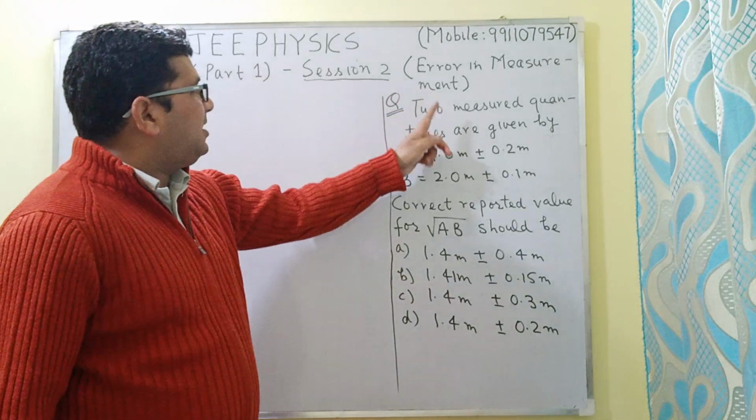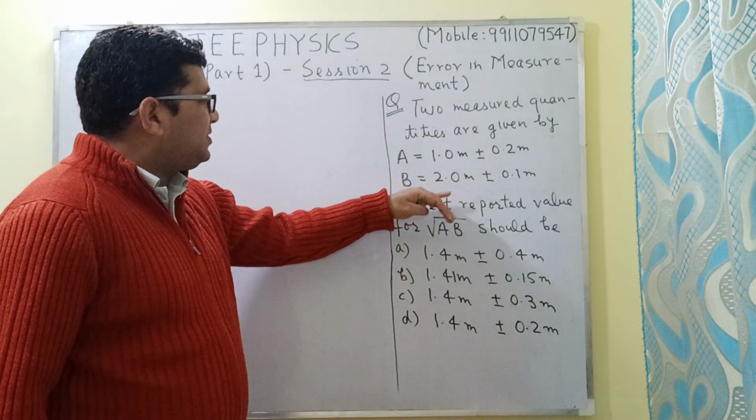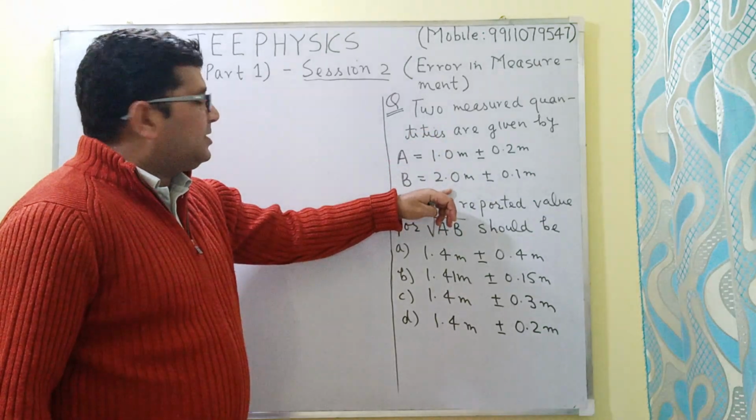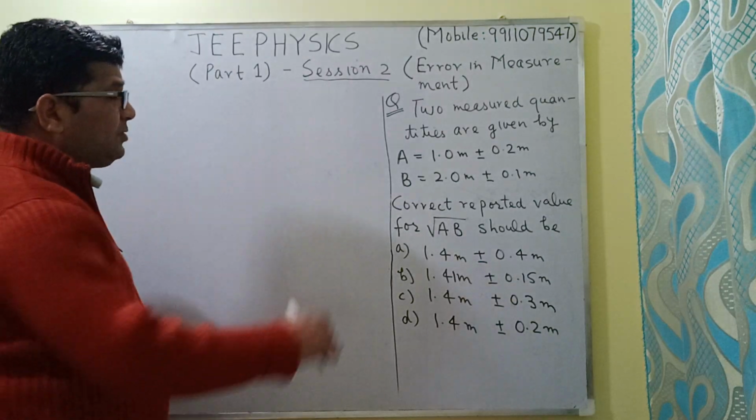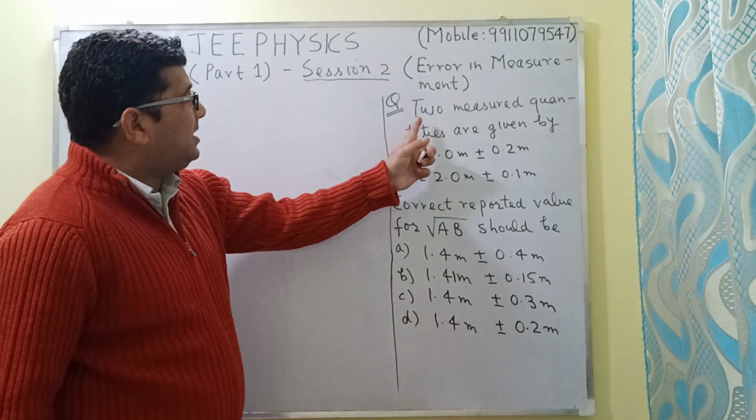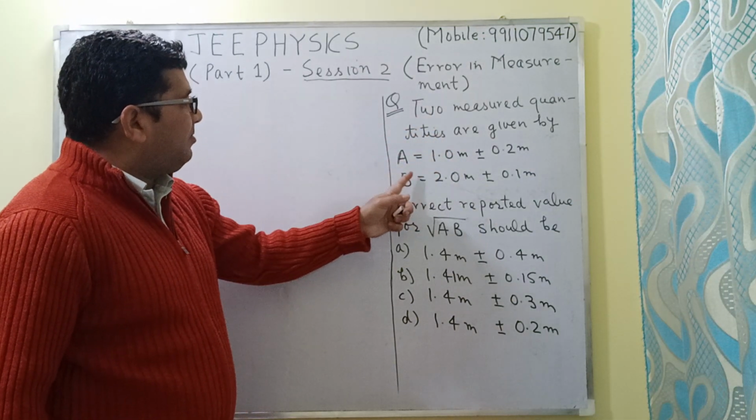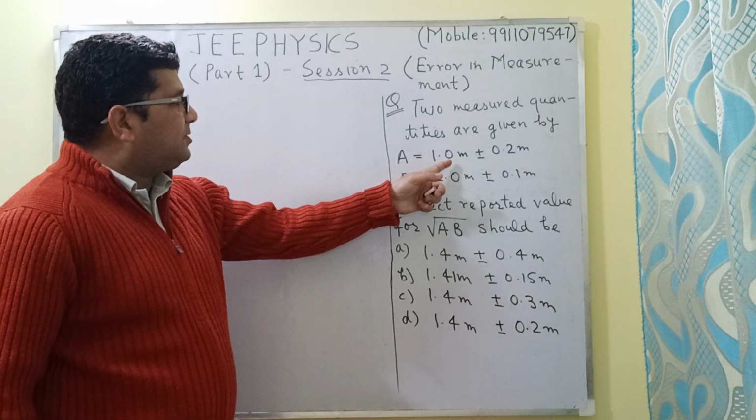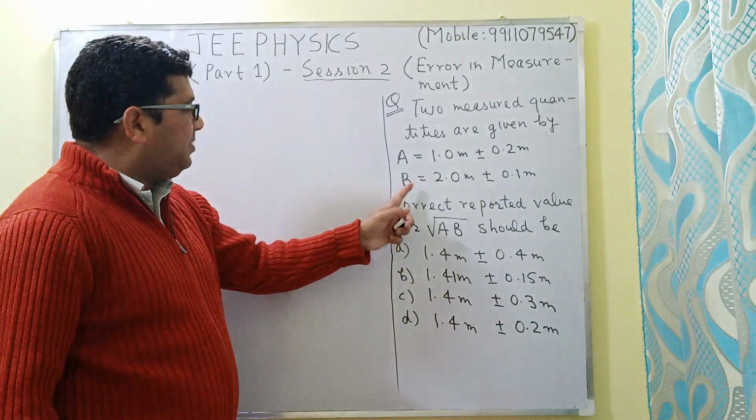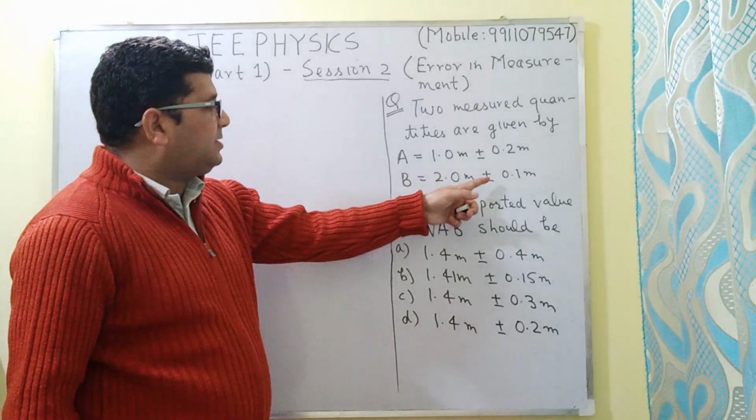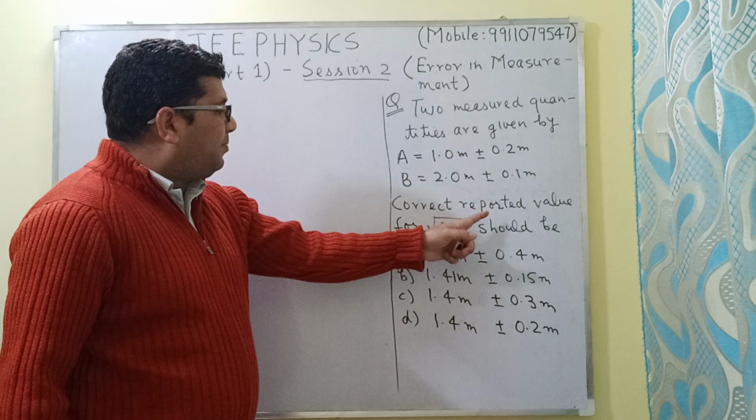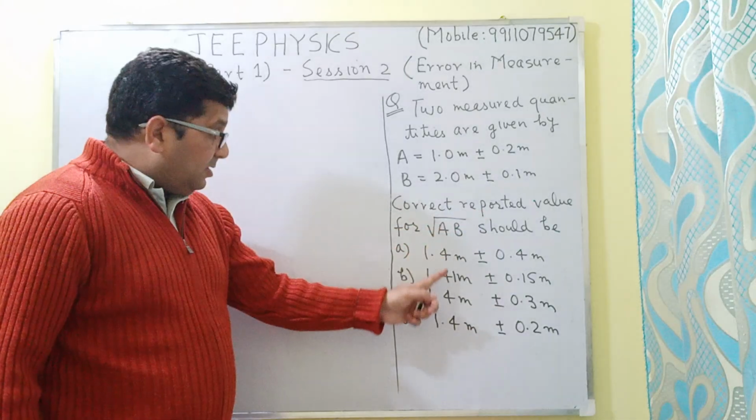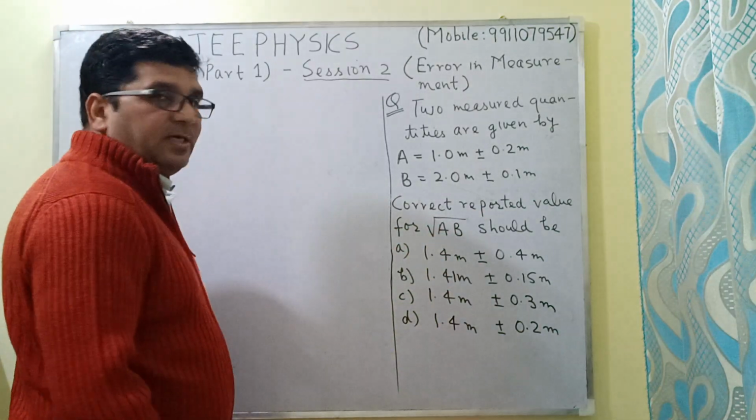The topic is error in measurement, and for this session I have taken this question which is written on this board. Two measured quantities are given by A is equal to 1.0 meter plus minus 0.2 meter and B is equal to 2.0 meter plus minus 0.1 meter. We have to find the correct reported value for under root AB. We have got four options and we have to find the correct one.